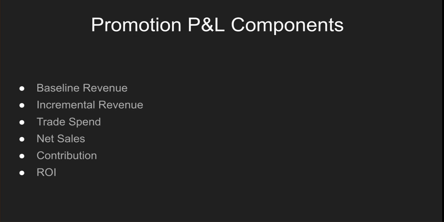Let's talk about some promotion P&L components. Promotion P&L breaks down the revenue and spend. What is baseline? Baseline is what you would have sold without any promotion or any kind of advertisement. Second is incremental uplift coming from the promotion, like you are selling 1 lakh units of something and then you are able to sell 1.20, so that 0.20 is the uplift. Trade spend equals money invested, and net sales equals revenue after the leakage. Contribution equals profit, and ROI is calculated as contribution divided by spend.